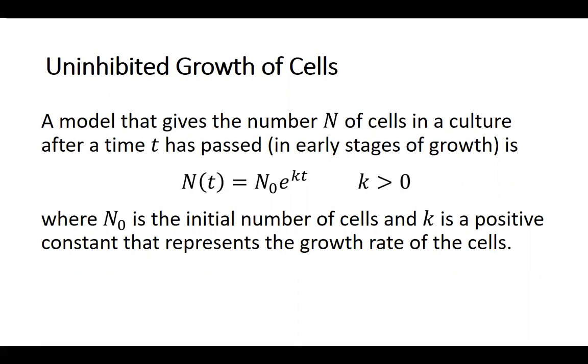k is the growth constant. So it's a positive constant that represents the growth rate of the cells. So that's why it's got to be greater than 0. And t is the amount of time that's passed. And then N of t, that function, is the resulting number of cells at that set period of time.